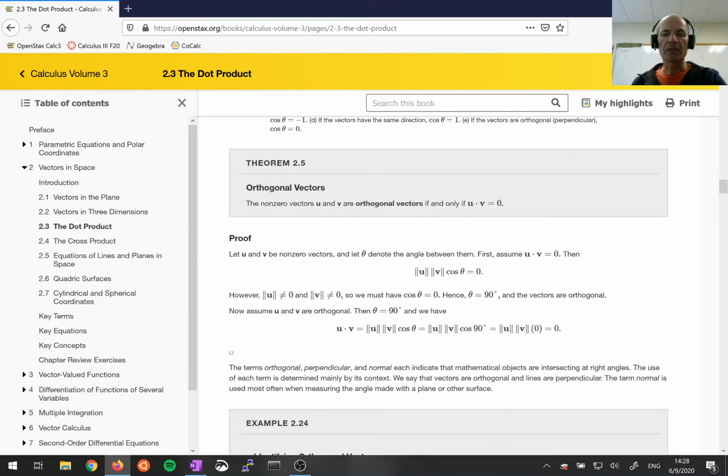Indeed, vectors are orthogonal if and only if u dot v is equal to 0. So if they're orthogonal, then the dot product is 0. If the dot product is 0, then they're orthogonal. The implication goes in both directions, and here's a proof.